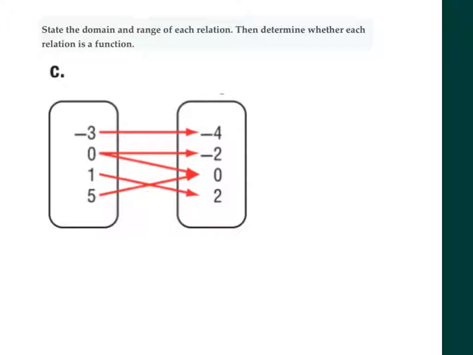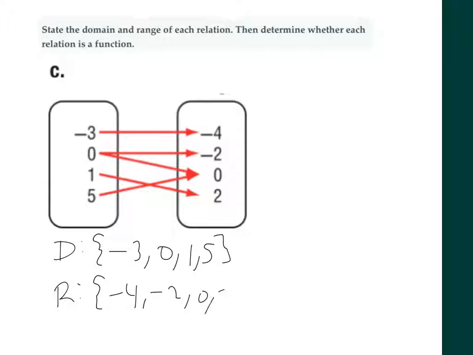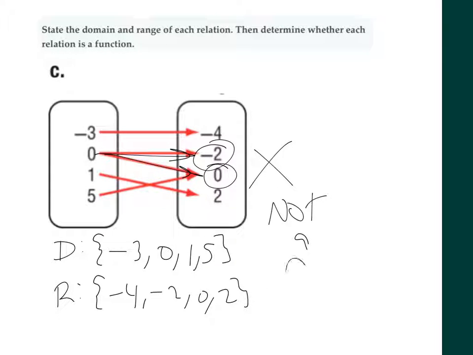While you're thinking about that, I'll start writing it down. Okay, so if you did it correctly, your domain should be -3, 0, 1, 5. Your range should be -4, -2, 0, 2. And whether it's a function or not, you can tell by this right here. If I say, when I plug in 0, what y value do I get out? You would have to say -2 and 0. That makes this not a function.